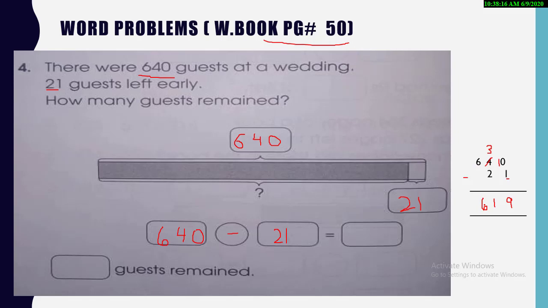Okay, so how many guests do we have now at the wedding? That are 619 guests who will remain at the wedding. So that's your answer, and you are going to write down the same answer over here.